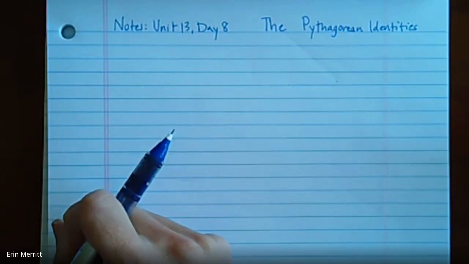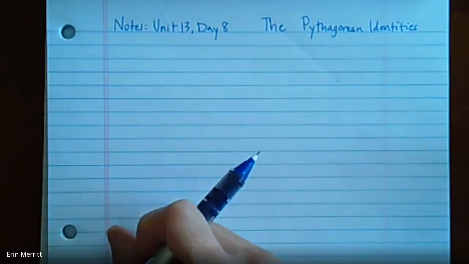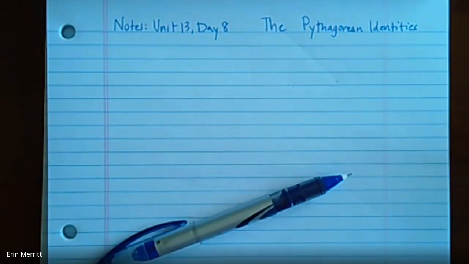Good morning, guys. Today is day 8 of Unit 13. So we are talking trig. And what we are doing today is called Pythagorean identities. We are going to just focus in on one specific identity.